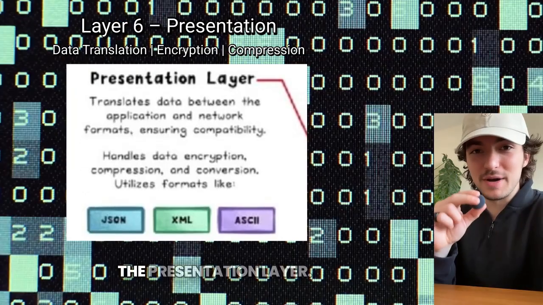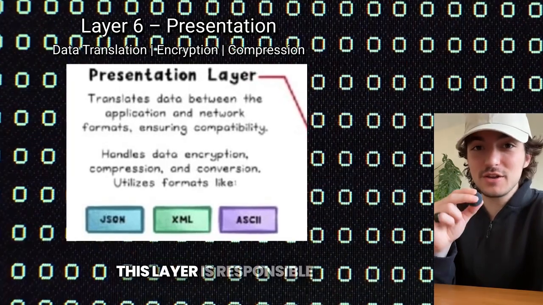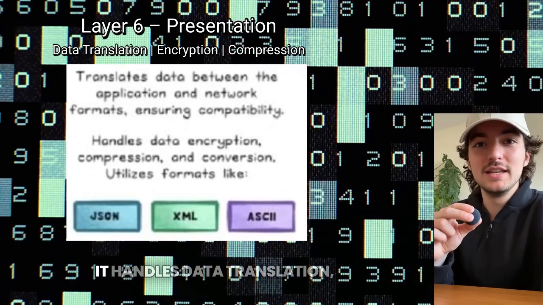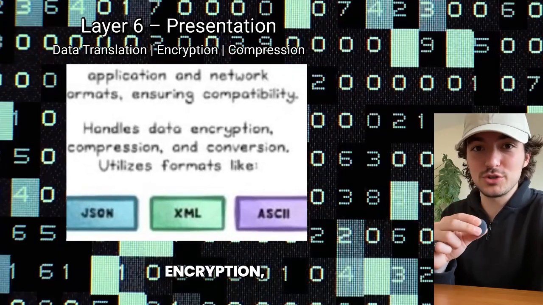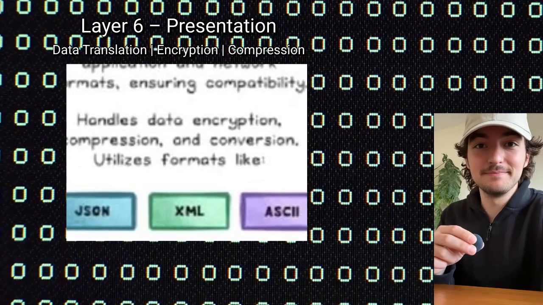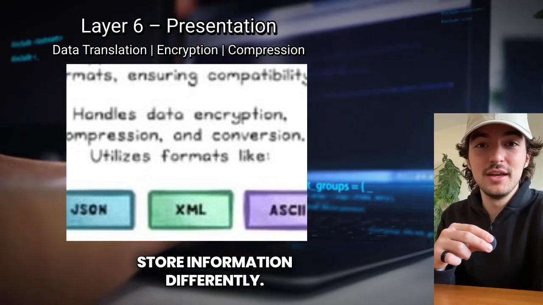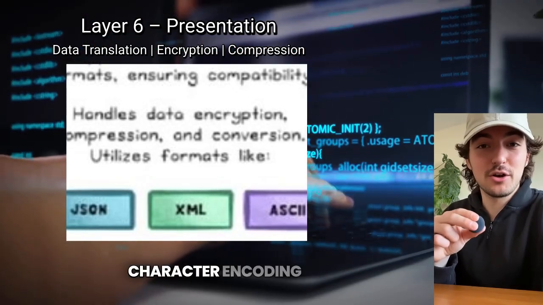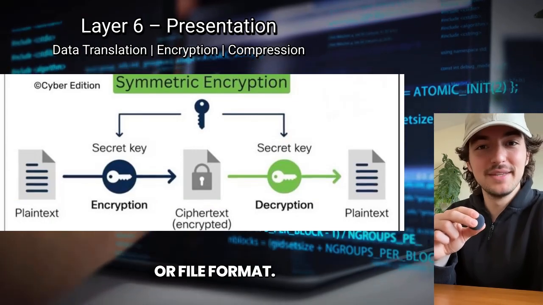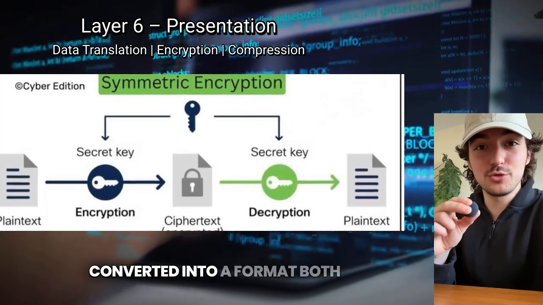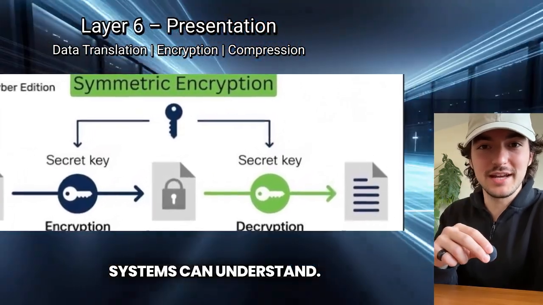Layer 6 is the presentation layer. This layer is responsible for how data is presented between systems. It handles data translation, encryption, compression, and formatting. Imagine two computers that store information differently. Maybe one uses a different character encoding or file format. The presentation layer ensures that the data is converted into a format both systems can understand.